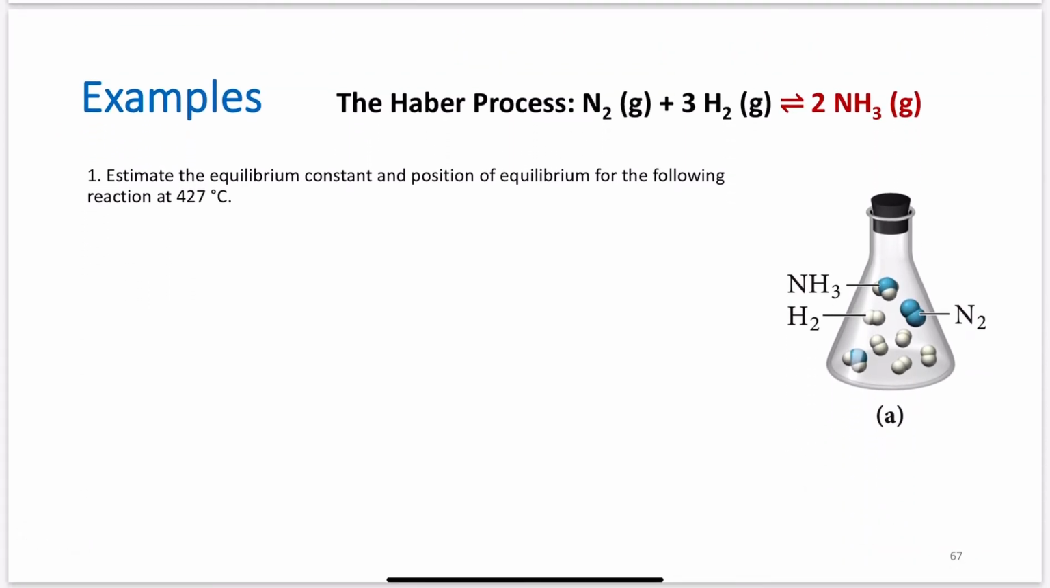In this next problem, it's one example, but we're going to do 3 different parts to it: 1, 2, and 3. So the Haber process itself is a world-known process for the production of ammonia. You take a mole of nitrogen gas, react it with 3 moles of hydrogen gas, and you produce 2 moles of NH3, or ammonia gas, but this does exist as an equilibrium system. I want you to estimate the equilibrium constant and position of the equilibrium for the reaction above at 427 degrees C.